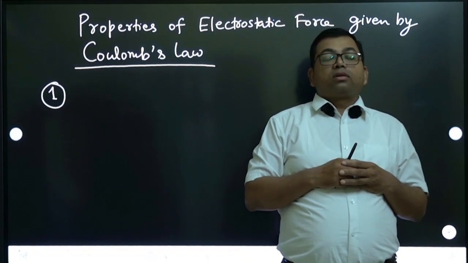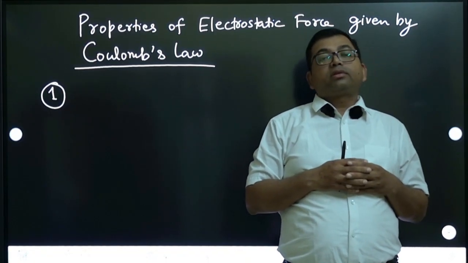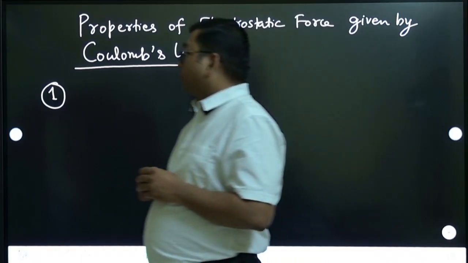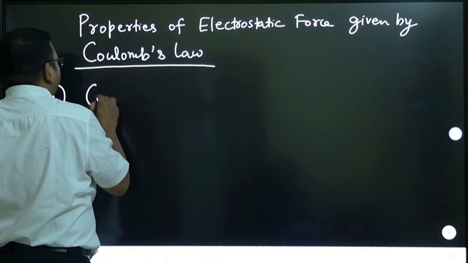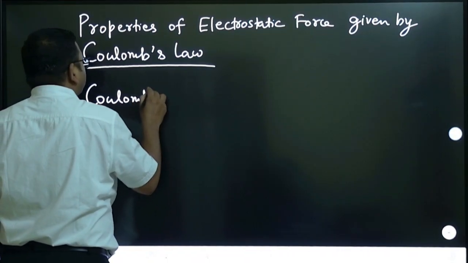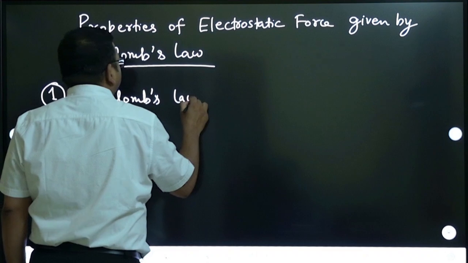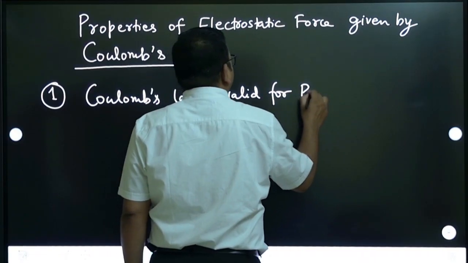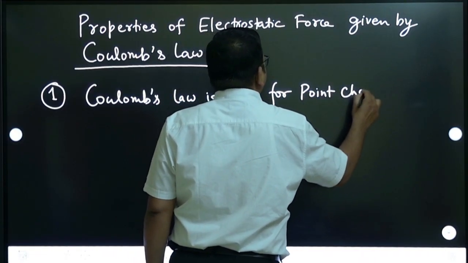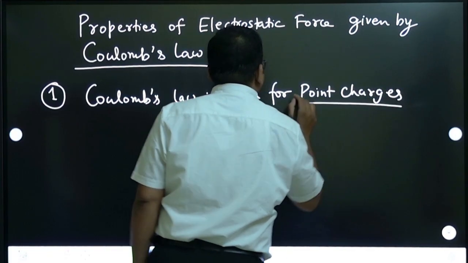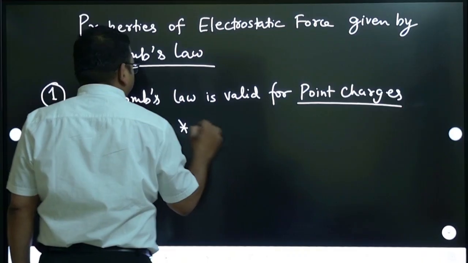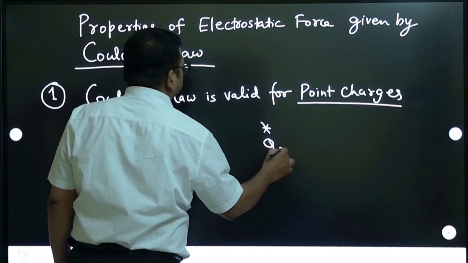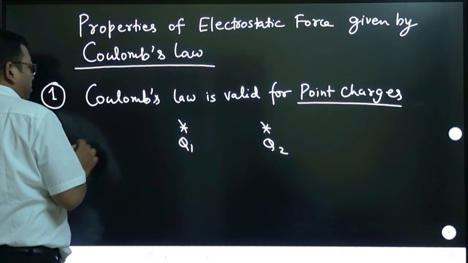formula. K q1 q2 by r square, this equation can be used only when the charges are point charges. So Coulomb's law is valid for point charges. Point charges means suppose these are two charges q1 and q2. What is meant by point charges?